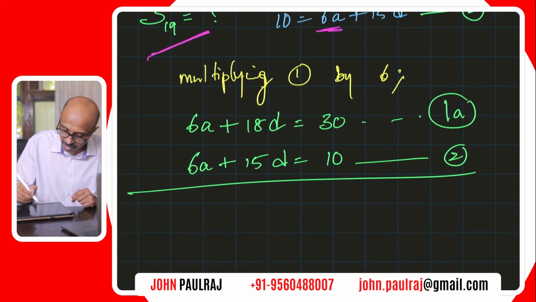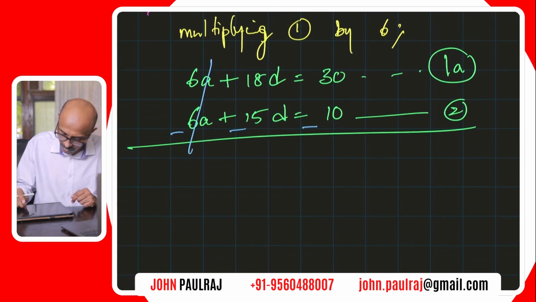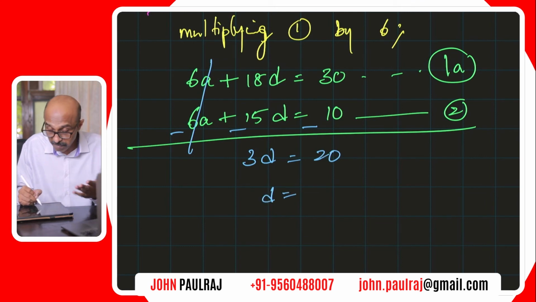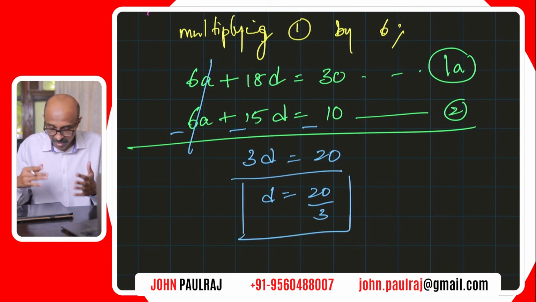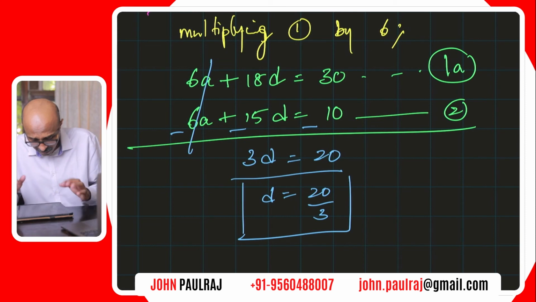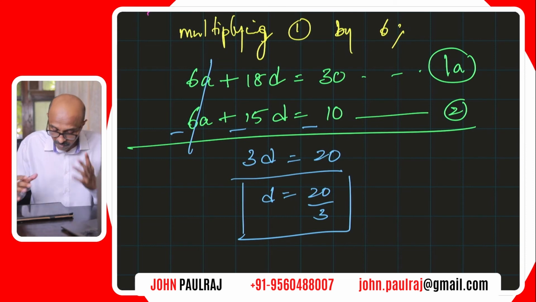Now I'm going to subtract these two equations. Can you see this? All right, subtracting the two equations, this gets knocked off, and we've got 3d is equal to 20. Even if it's a fraction, my tip is leave it as a fraction. Okay, d is equal to 20 over 3. Just leave that as a fraction. Don't try and make it a decimal. It'll just get messy. So leave it as a fraction and don't be afraid of working with fractions.